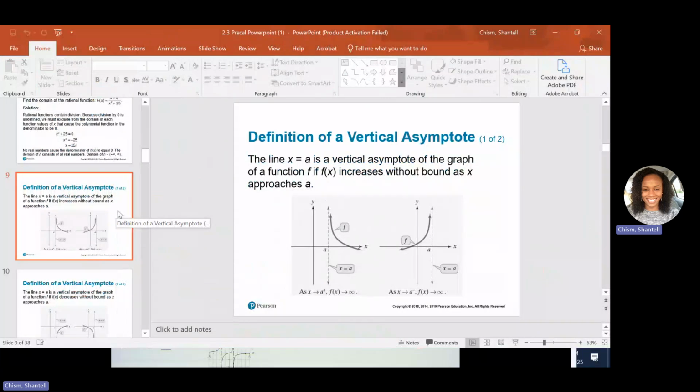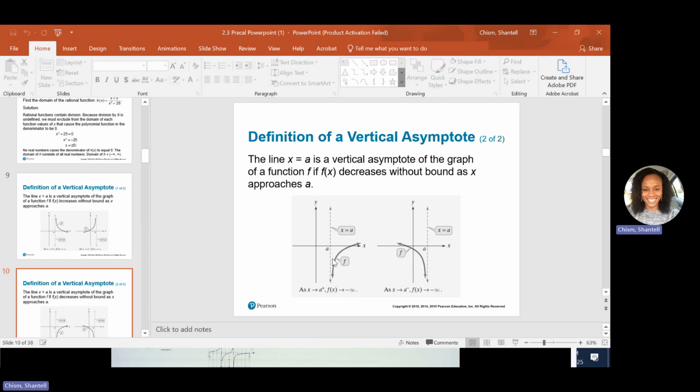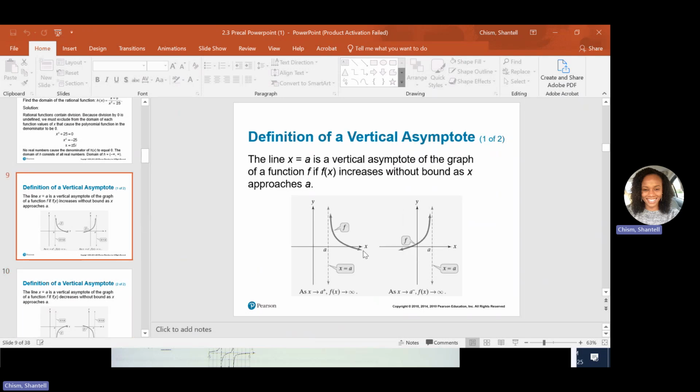vertical asymptotes. Okay. So the definition of a vertical asymptote. This is the line x equals a, where a is a value that's going to give you 0 in that denominator. We just take it and write it as an equation, x equals a, is a vertical asymptote of the graph of a function f if f of x increases without bound as x approaches a, or if it decreases without bound as x approaches a. So either direction. Let's take a look at that first graph here again.